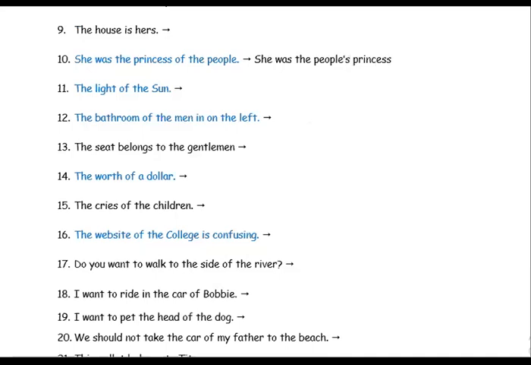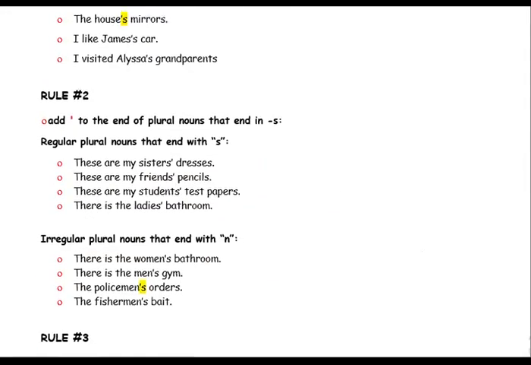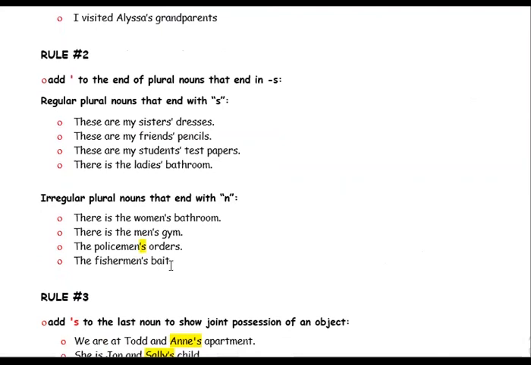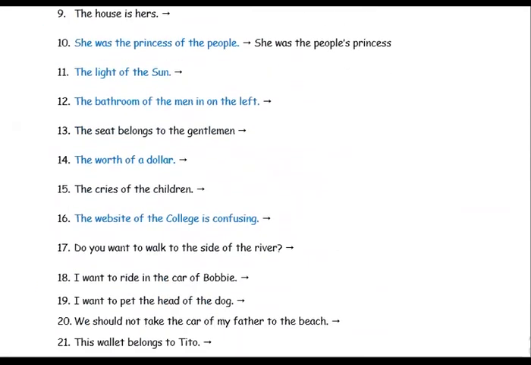Guys, remember, I'm going back to this rule here. I said that irregular plural nouns that don't end with S, you will add an apostrophe S at the end of that word, just like people, just like fishermen, etc. Okay, moving on.